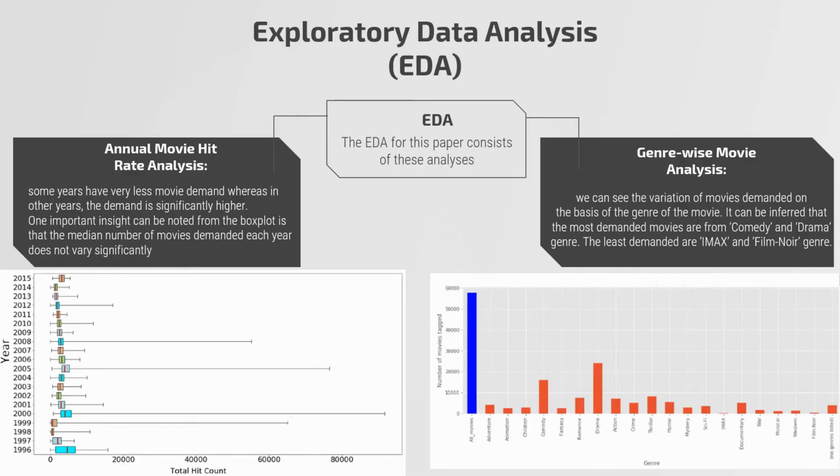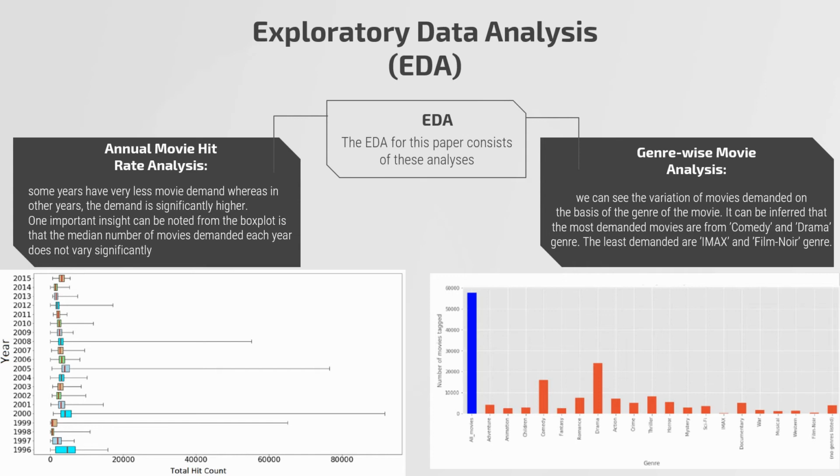So exploratory data analysis. This is basically done to gain hidden insights from the data and to gain a more holistic view of the entire data. In our research paper, the EDA consists of two analyses: the annual hit rate analysis and the genre-wise movie analysis. So first, let's talk about annual movie hit rate analysis.